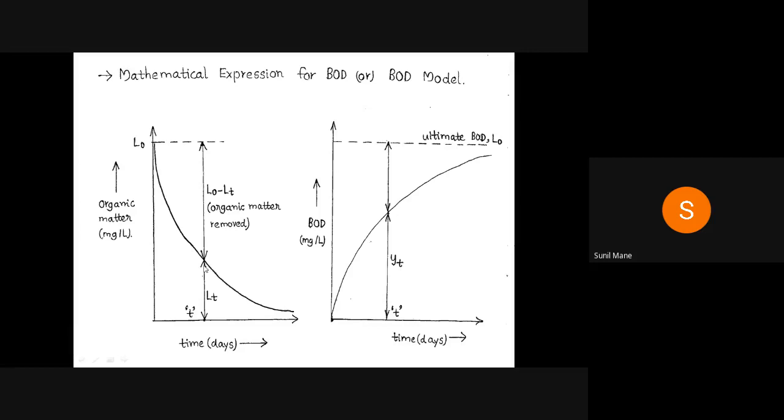So right now we are concerned about BOD, so for our understanding, we'll take this T days as the fifth day. After 5 days, this is the case, right? The observation and organic matter consumption we have represented on this particular graph.